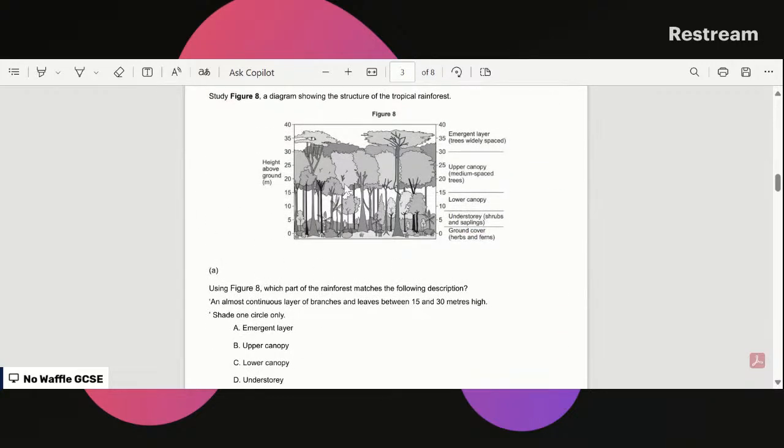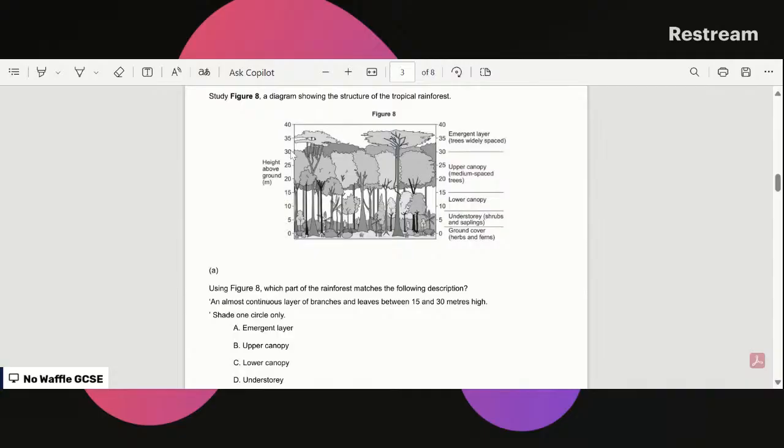Okay, so this is another thing that people often forget to revise. Which part of the rainforest matches the following description? An almost continuous layer of branches and leaves between 15 and 30 meters high. So what is that talking about?